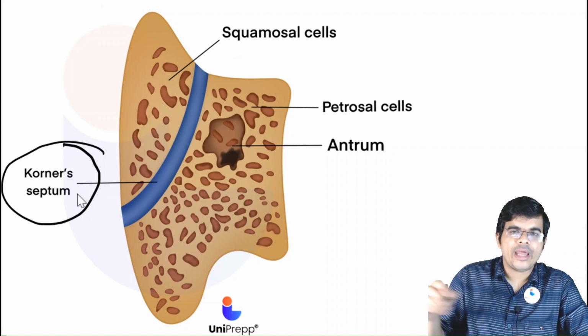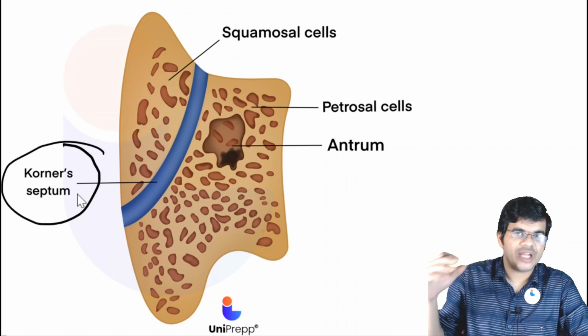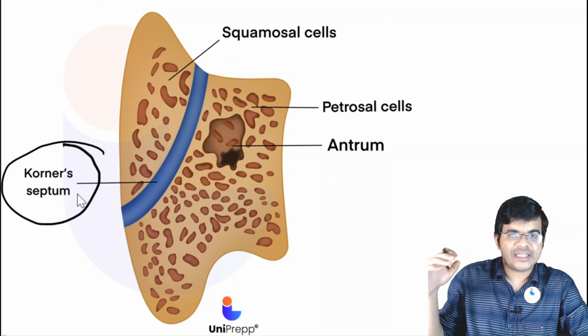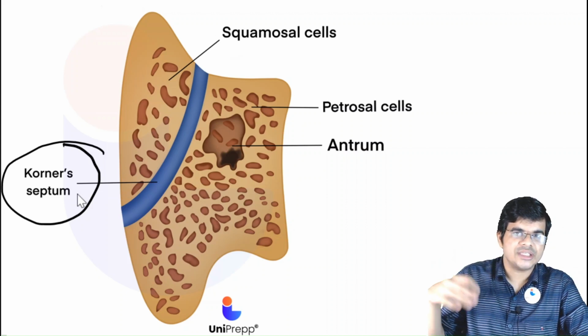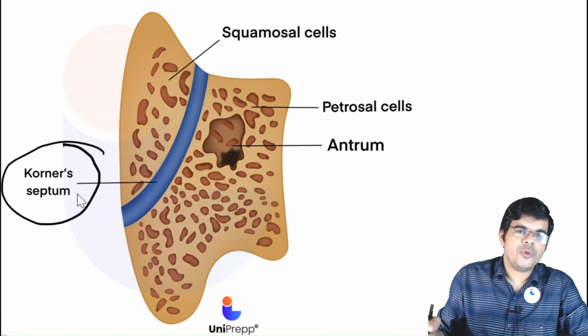Okay, now what happens if it persists when you are drilling to remove the disease from the mastoid antrum? The mastoid antrum is of course the largest mastoid cell, and it is seen deep within the petrous cells. Now if you are going deep and you encounter this Koerner's septum, you will think that you have already reached the mastoid antrum, right?